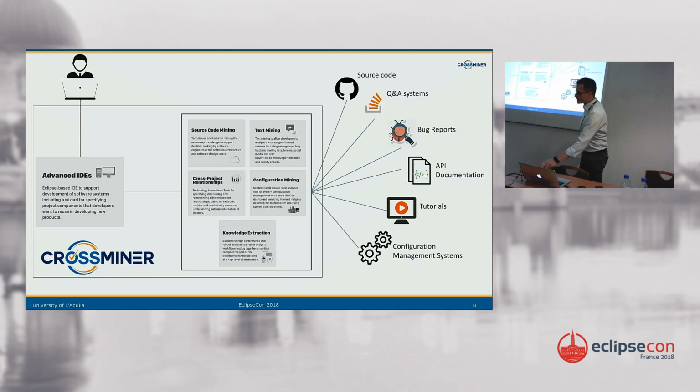Essentially, CrossMiner performs different analyses on source code and on communication channels by means of natural language processing techniques. It also analyzes the configuration code of the open source components, and tries to infer additional knowledge, for instance about similar projects, by means of machine learning techniques. All this information is then given to the developers by means of an advanced Eclipse-based IDE, in order to support the development activities.